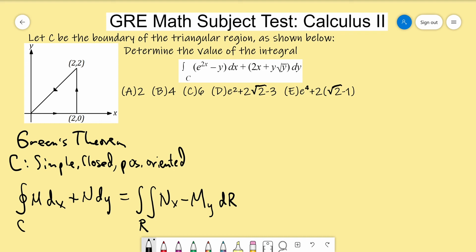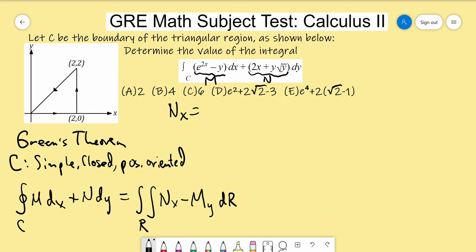And this is really handy. You can see that if N_x equals M_y, in other words, if we were talking about a gradient field, then this just ends up being 0, which is what we would expect for a gradient field, because the beginning and the end of the curve is the same point, so that makes sense. But in this case we're not talking about a gradient field, so we actually have to figure out what N_x and M_y are.